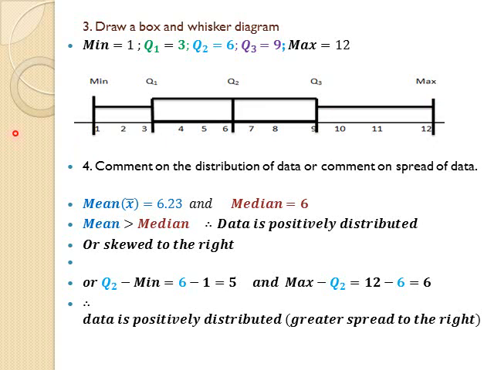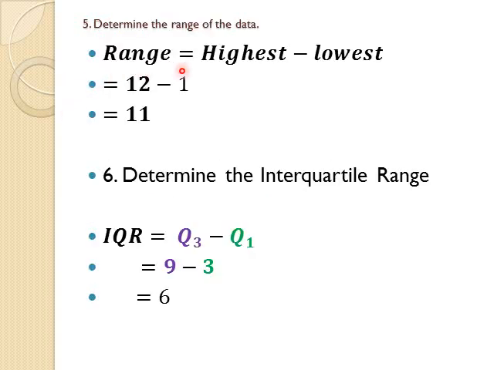Right? So you need to be able to comment. If it was towards the left, we would say negatively skewed or skewed to the left. Right? So look at the next two questions. My range, highest minus lowest. So 12 minus 1 gives me 11. The interquartile range, quartile 3 was simply 9 and quartile 1, 3. So 9 minus 3 equals 6.